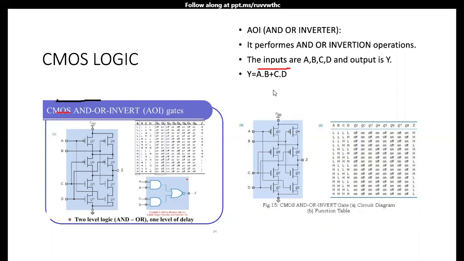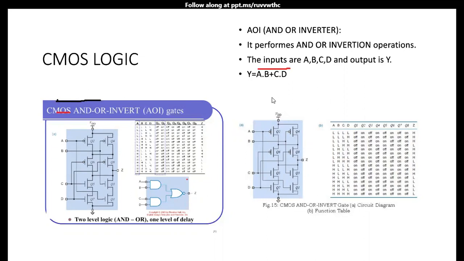So I'm taking the inputs as A, B. These A, B inputs are ANDed. Similarly, I'm taking C, D inputs and ANDing them. And the result of these two AND gates is given to the OR gate to perform the OR operation, like A dot B plus C dot D. And the output of this OR gate is again given to the inverter to produce the inversion of AND-OR.